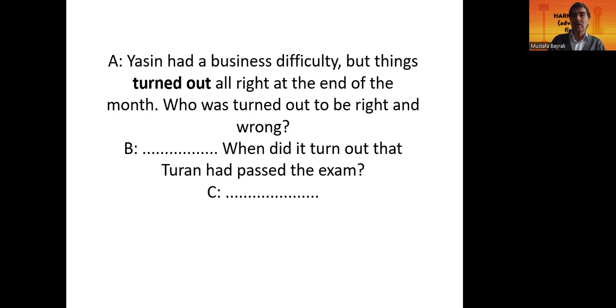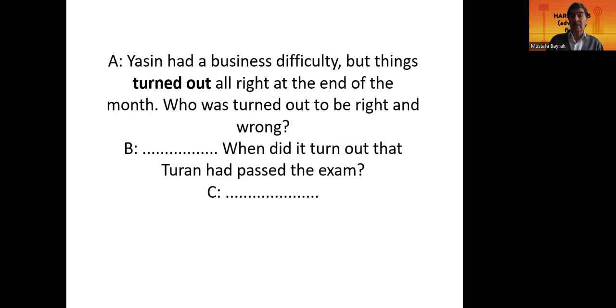Okay. Who turned out to be right and wrong? Everybody thought that Marco was wrong, but Marco turned out to be right, and Simon turned out to be wrong. When did it turn out that Turan had passed the exam? Two months ago, it turned out that Turan had passed the exam. Very practical. I advise you to produce at least five sentences.